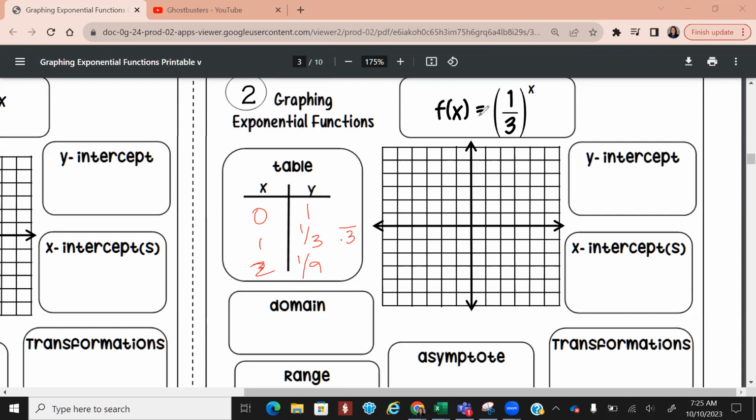It's the dead silent for me. All right, you plugged in 1/3 and you raised it to the second power. What'd you get?